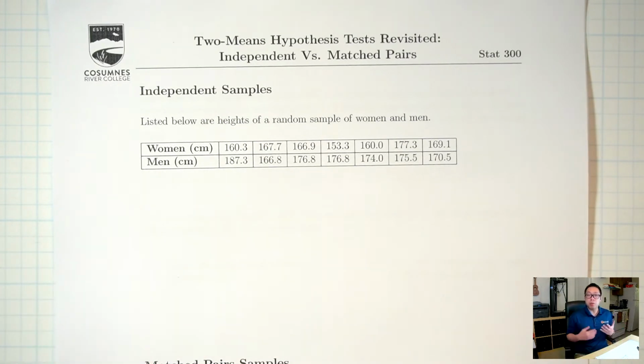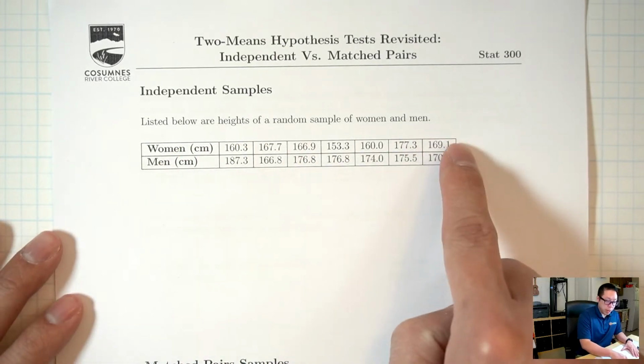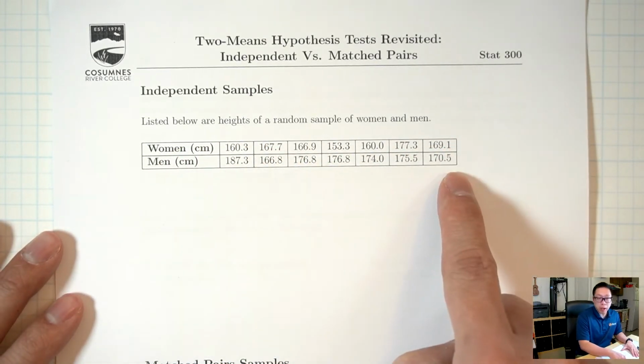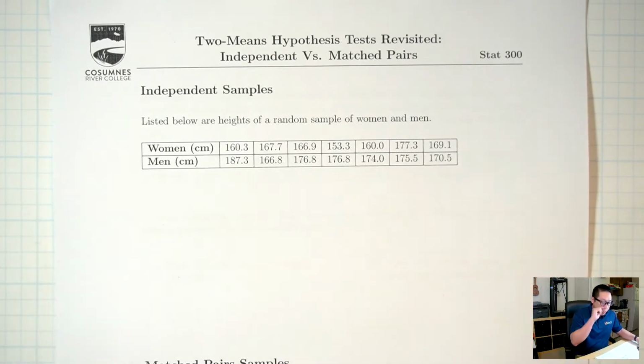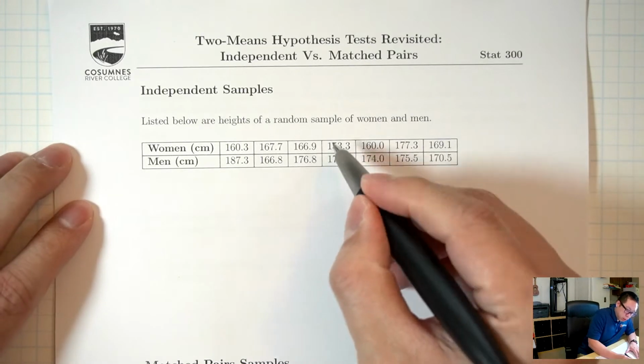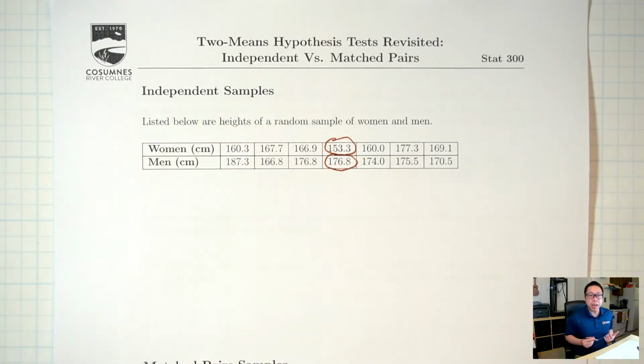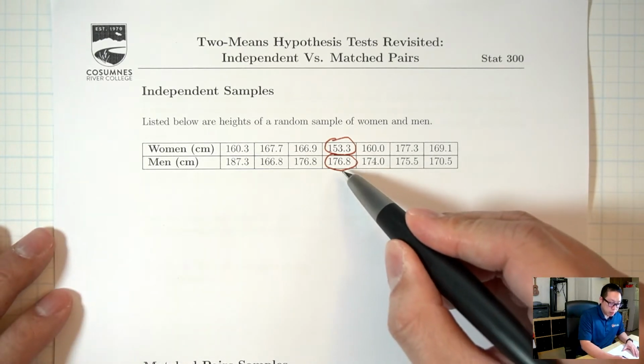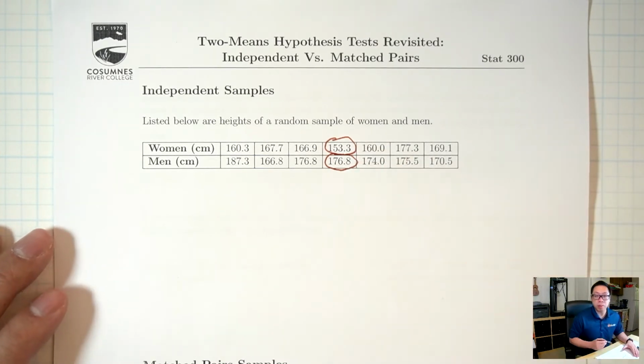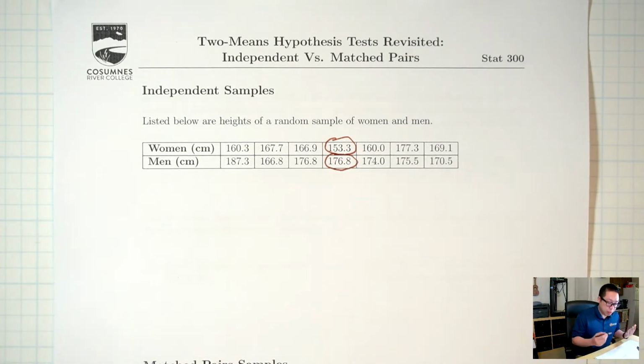And anytime you're given just the raw data, there's two situations that you have to distinguish between. The first situation is this first example. So listed below are heights of a random sample of women and men. So the first row, these are heights of a sample of women. The second row, these are heights of a sample of men. So let's take a look at two of these numbers. 153.3 and this 176.8. And the question we need to ask ourselves is, based on the description here, is there any reason why this 176.8 needs to go with this 153.3? In other words, is there any reason why this man needs to go with this woman?